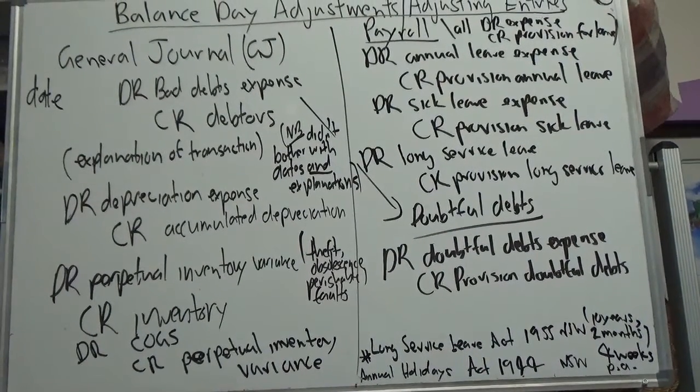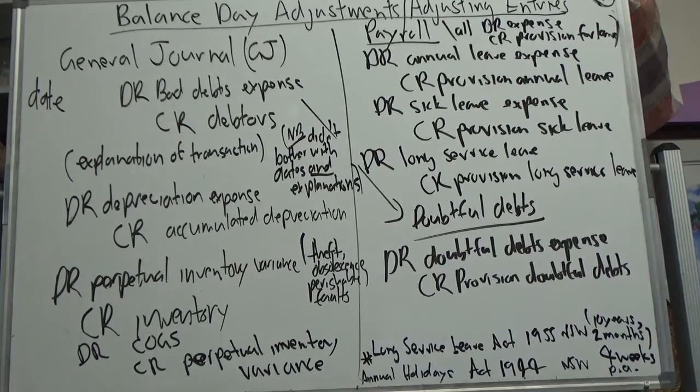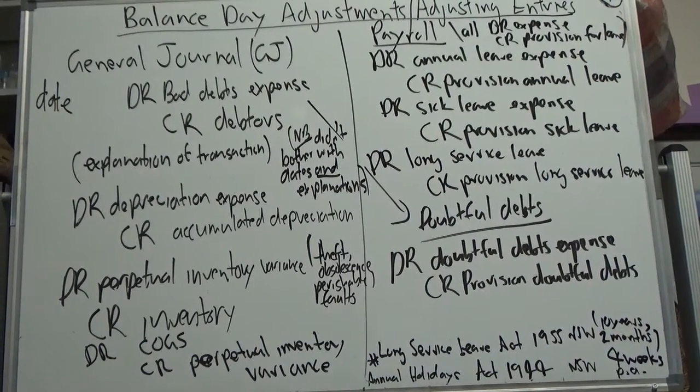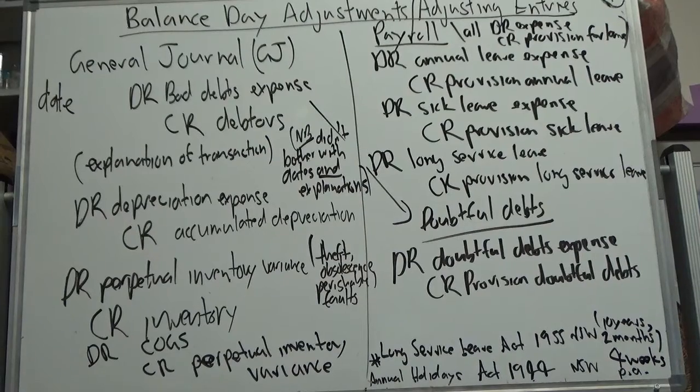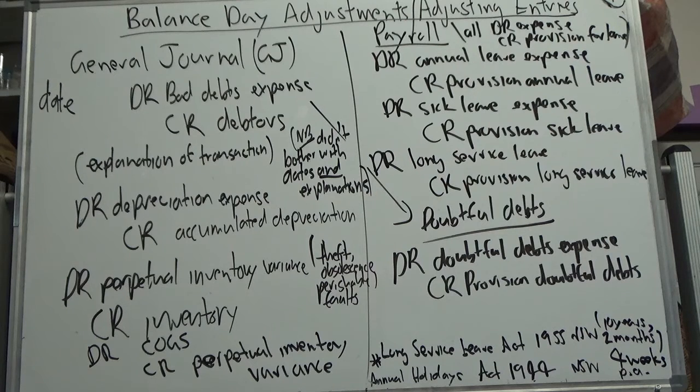Okay, so with balance day adjustments, we're talking about entries that are made before balance day. In Australia, balance day is June the 30th. In the United States, balance day is December the 31st. They've got a different financial year.